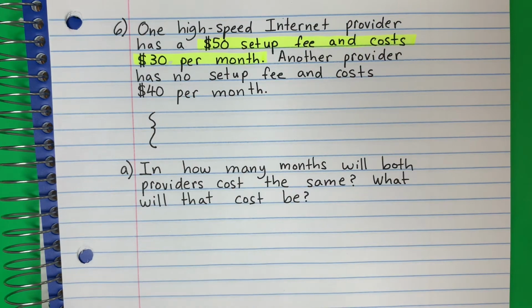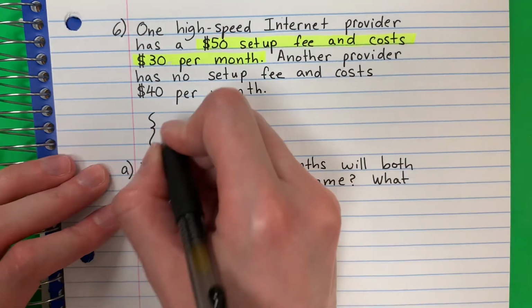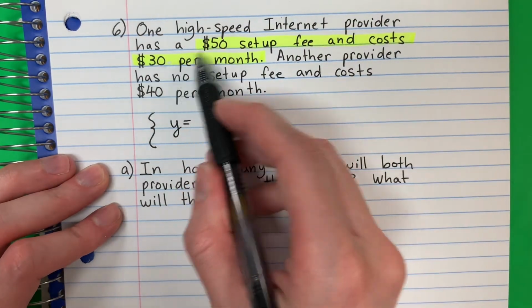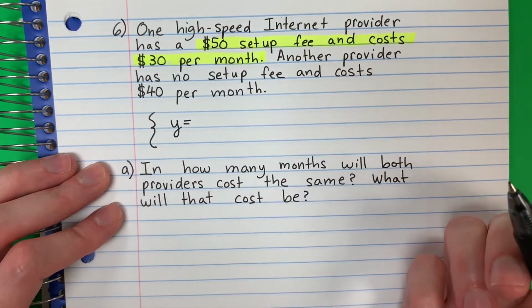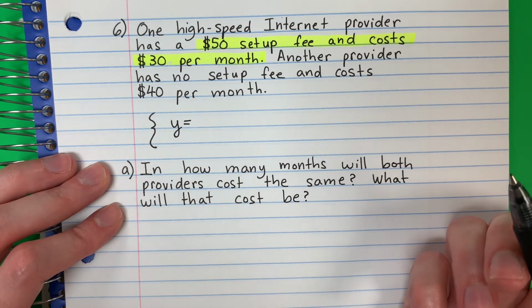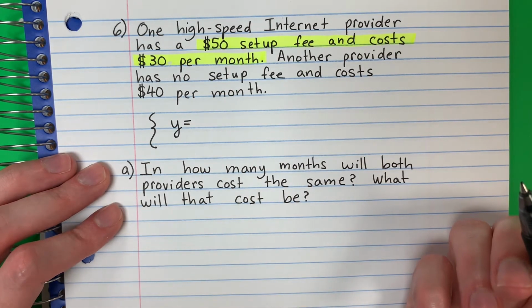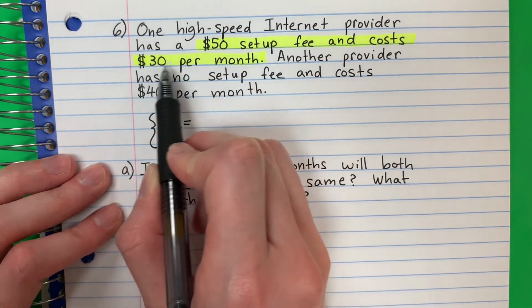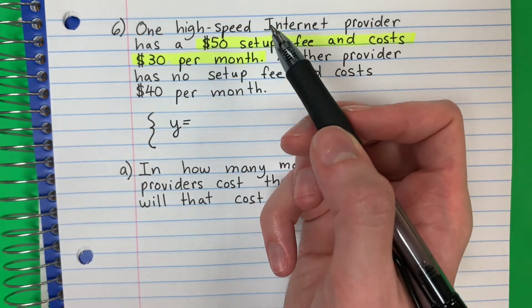Okay, so I'm going to make an equation for this. Voy a hacer una ecuación para esto. So I'm going to do y equals. Now, I have 2 numbers. Tengo 2 números. One number is repeating. Un número está repitiendo. Which number is repeating? ¿Cuál número está repitiendo? $30 is repeating every month. $30 está repitiendo cada mes.